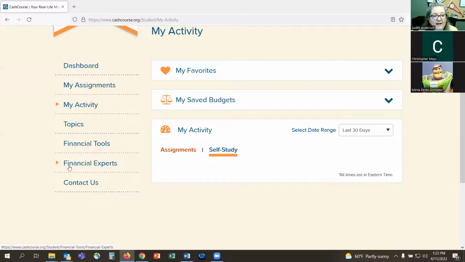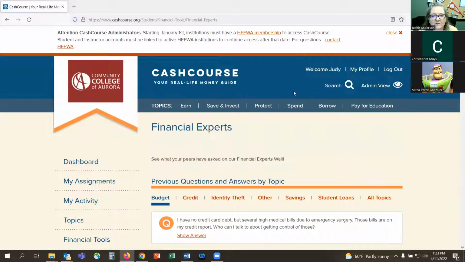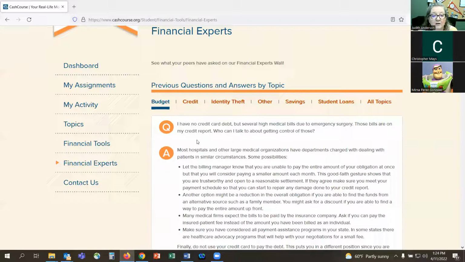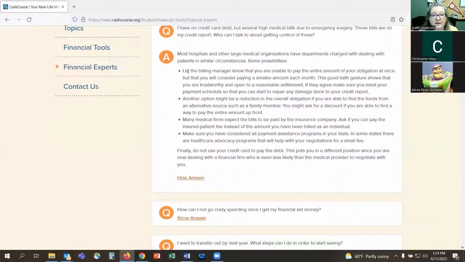And then we have financial experts. This is the one that has the Q&A section. This one's about credit card. It says, I have no credit card debt, but several high medical bills due to emergency surgery. Those bills are on my credit report. Who can I talk to about getting control of those? So then you could click on here and the answer will be here.